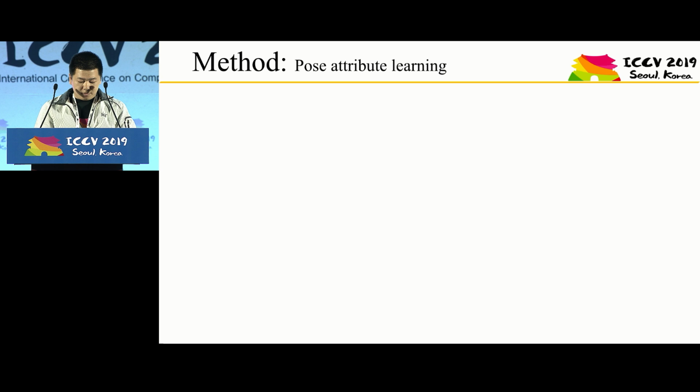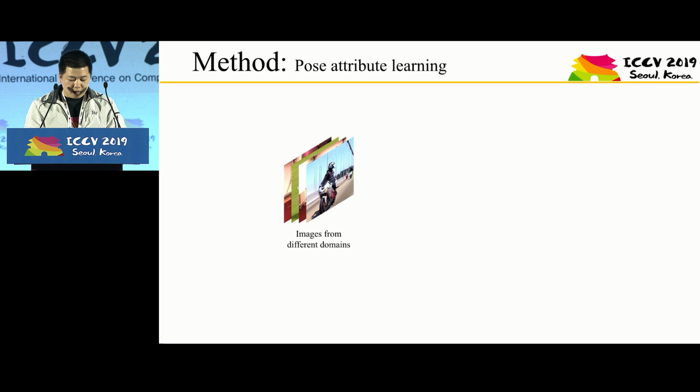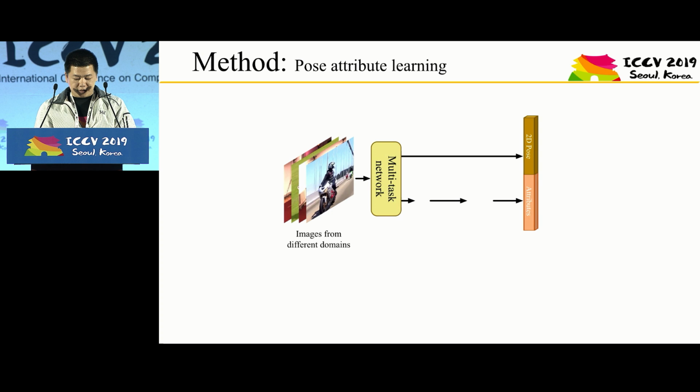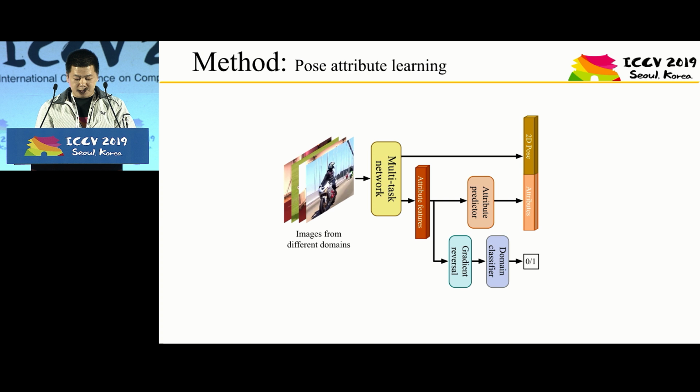The multitask network is trained on the mixture of MPII and Human3.6M datasets. As discussed, it handles both 2D pose estimation and pose attribute learning. As there are no 3D annotations available in MPII, we adopt an unsupervised domain adaptation method to help the network learn to predict pose attributes in the absence of attribute supervision.